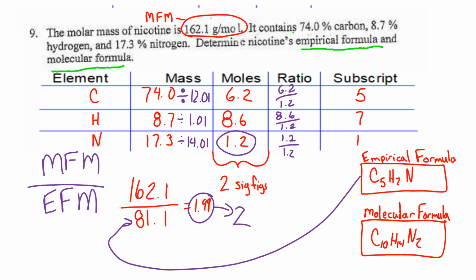All right. So when I do that, I'm going to multiply this 2 by everything in here. So 2 times 5 is 10. 2 times 7 is 14. 2 times 1 is 2. So my molecular formula is C10H14N2.